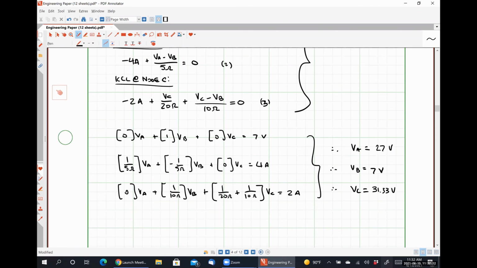So let's scratch that one right there and put in 18 volts. And so from this, our power supplied by our 2-amp source is the voltage drop over the current source, which we know to be 18 volts, times the current flowing through the current source, which is 2 amps, is 36 watts.